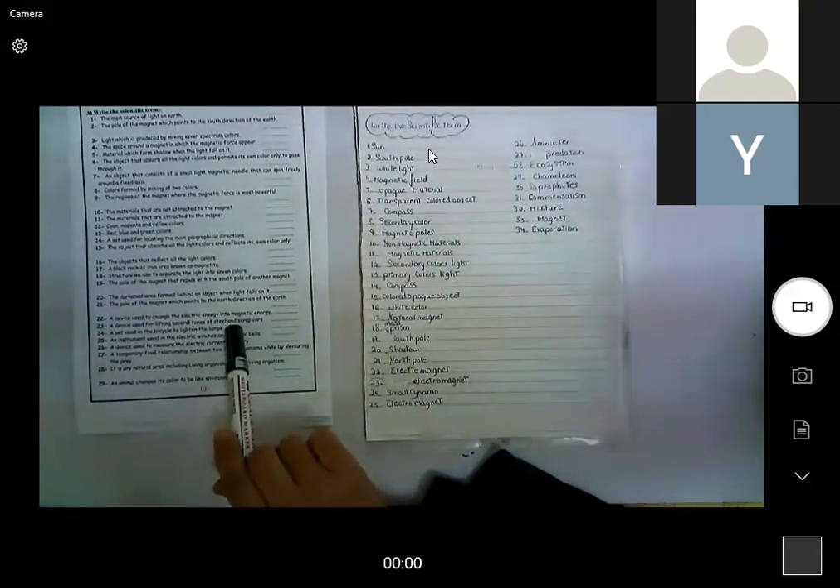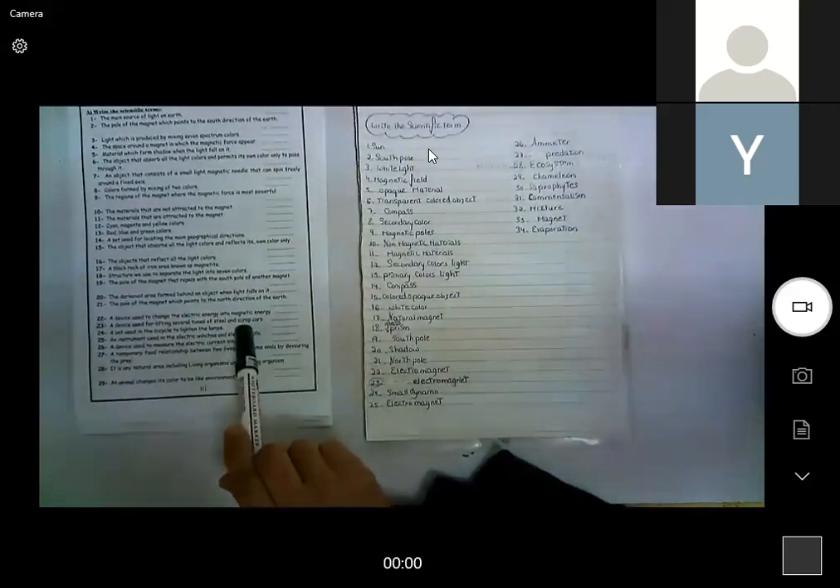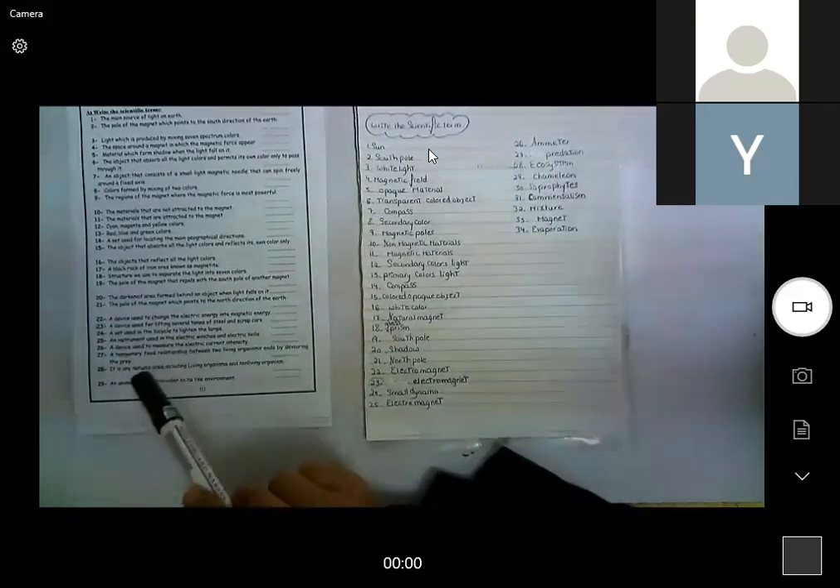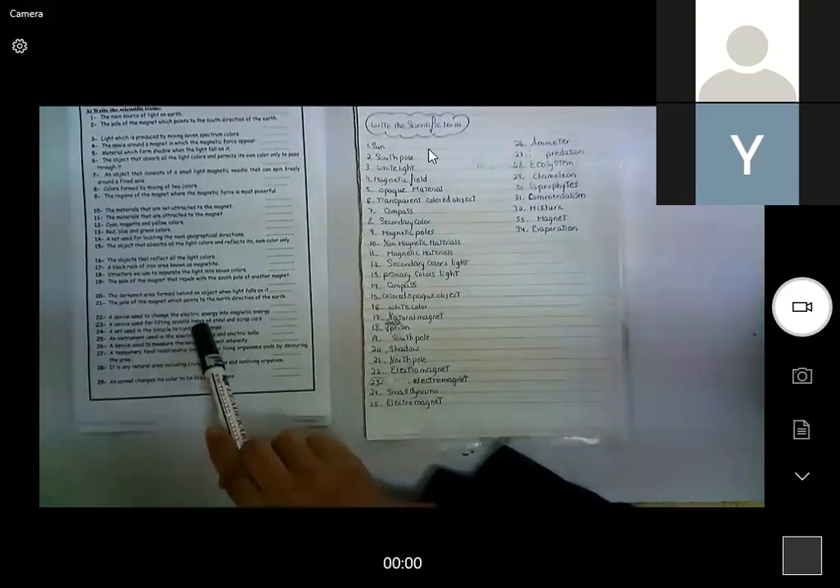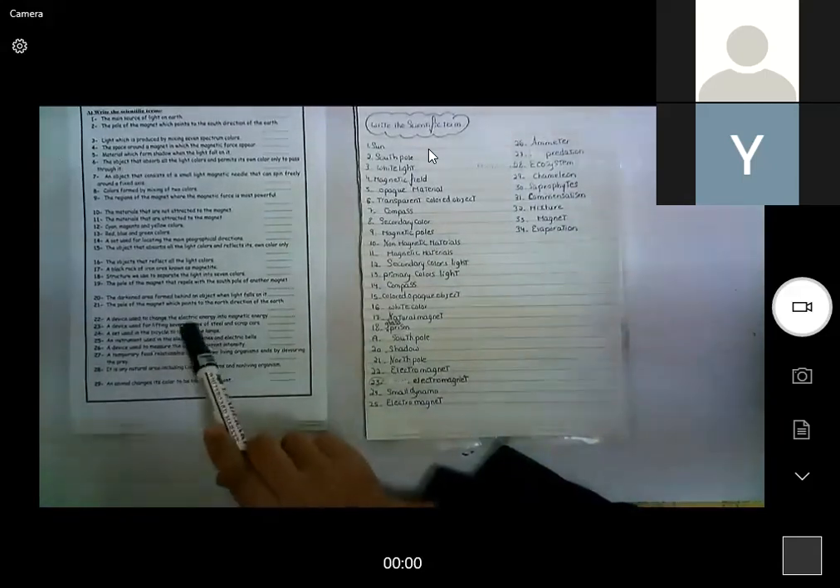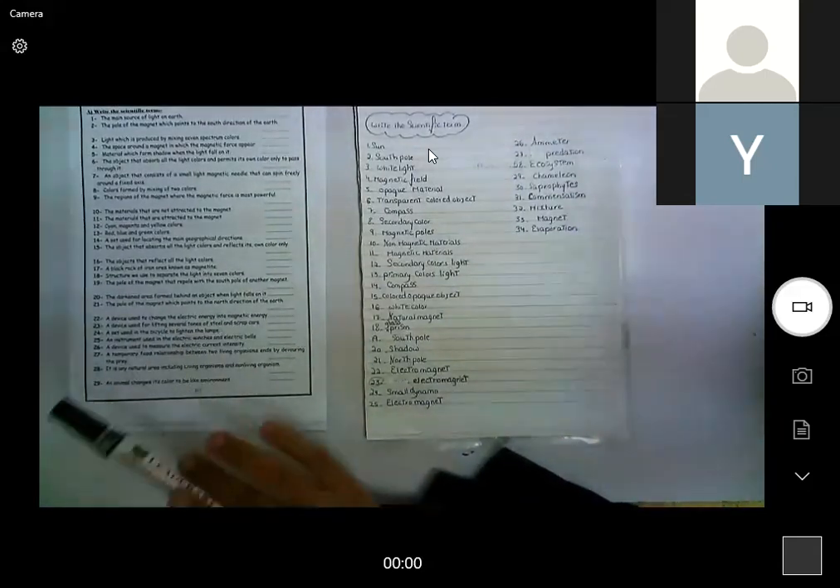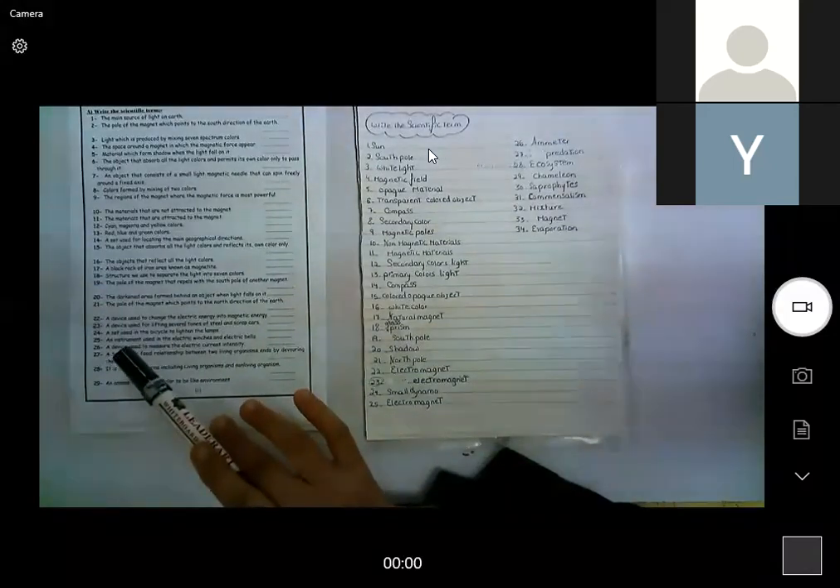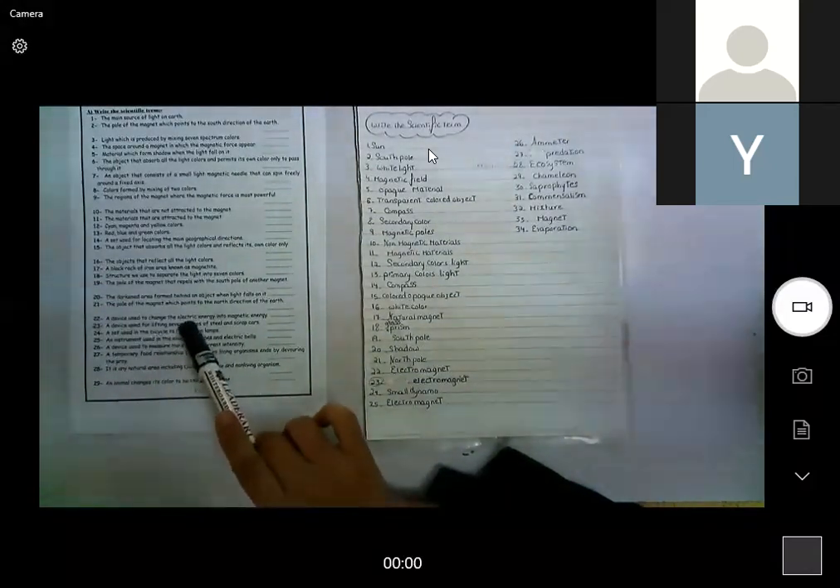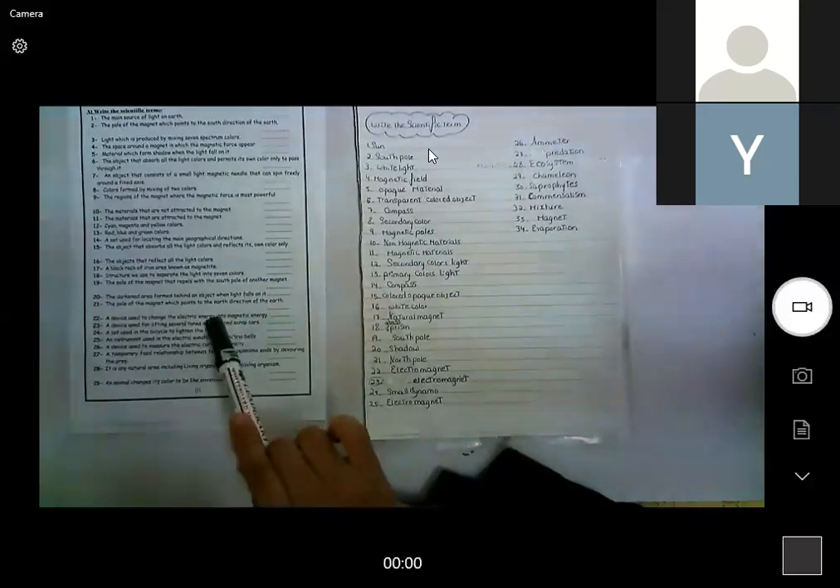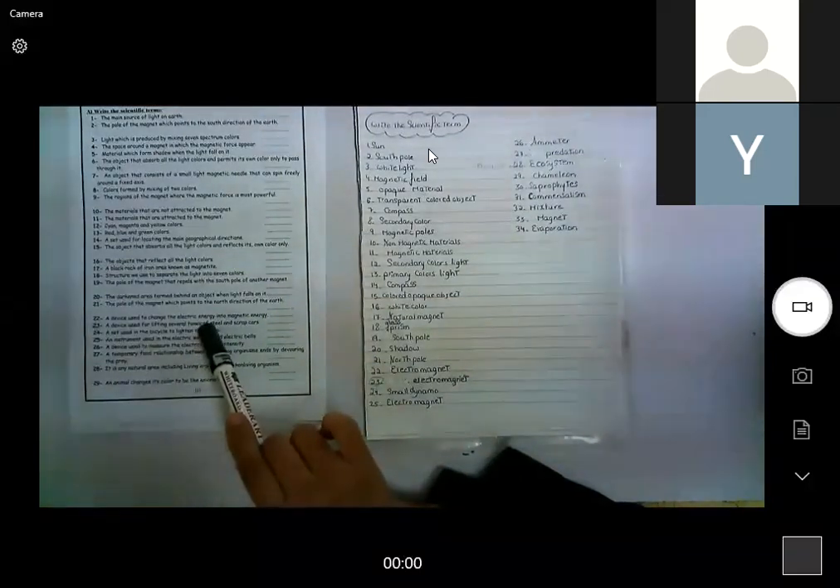Number 22, the device used to change electric energy into magnetic energy. Here, some confusion happens. You're going to write dynamo? No, it's not dynamo. Electric magnet. So you're going to write electromagnet. Is it clear? Electromagnet.